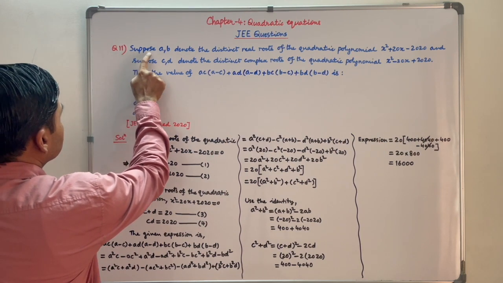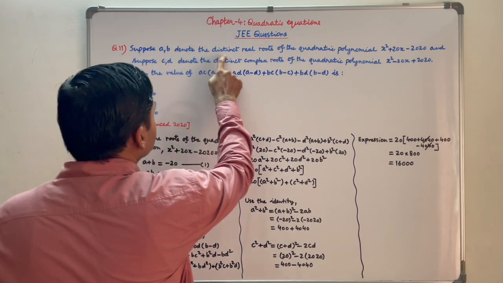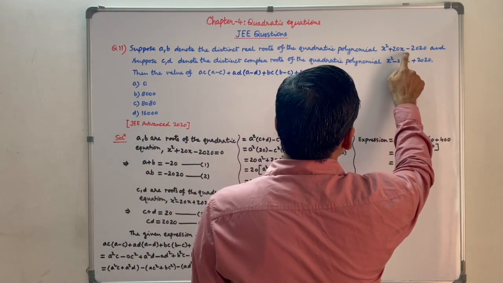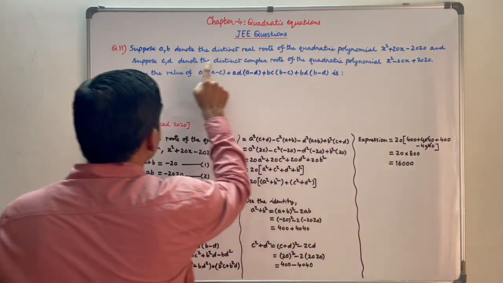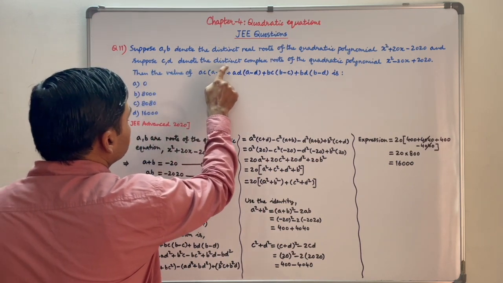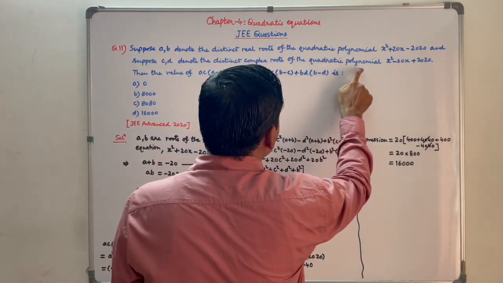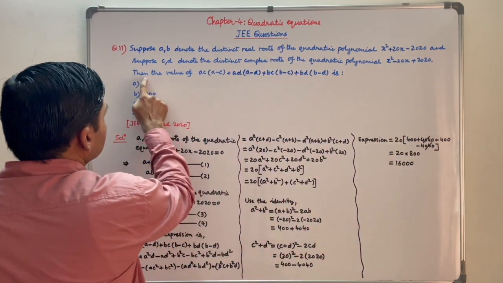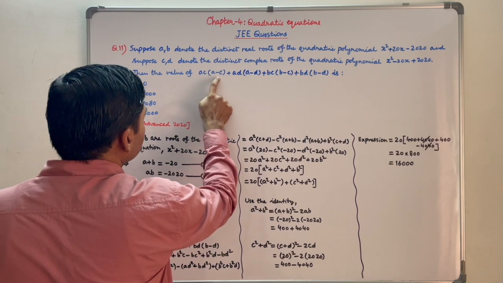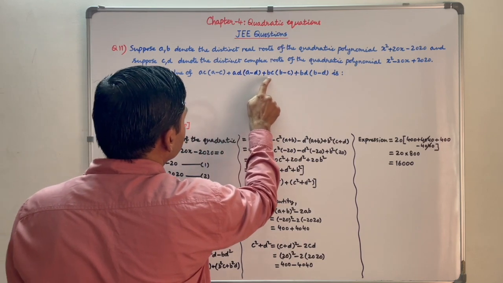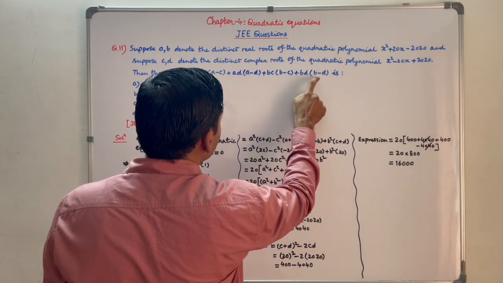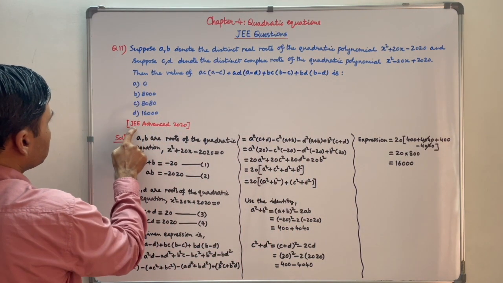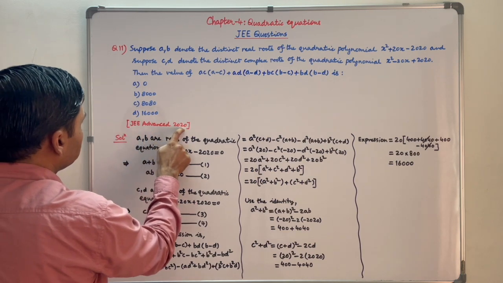11th question. Suppose A and B denote the distinct real roots of the quadratic polynomial x square plus 20x minus 2020, and suppose C and D denote the distinct complex roots of the quadratic polynomial x square minus 20x plus 2020. Then the value of AC into A minus C plus AD into A minus D plus BC into B minus C plus BD into B minus D is. These are the options given. This question was asked in JEE Advanced 2020.